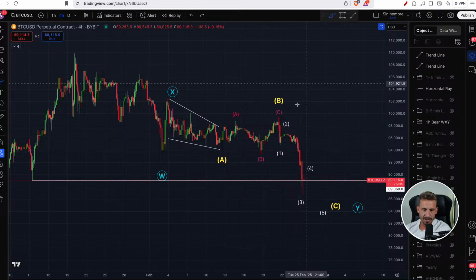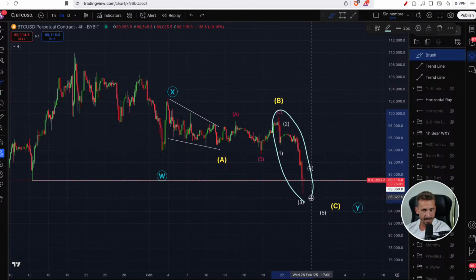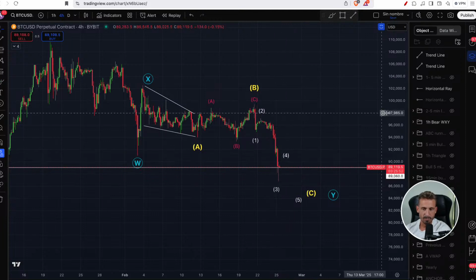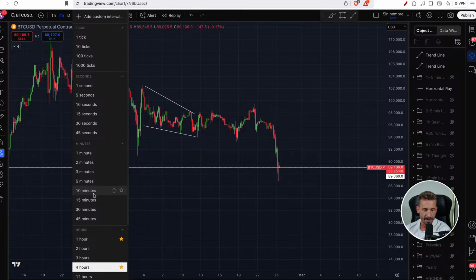Now what is interesting is this latest move. Is it finished, or are we going to form one more low? That is what is interesting right now. And that's what we are going to focus our energy on the lower time frames.